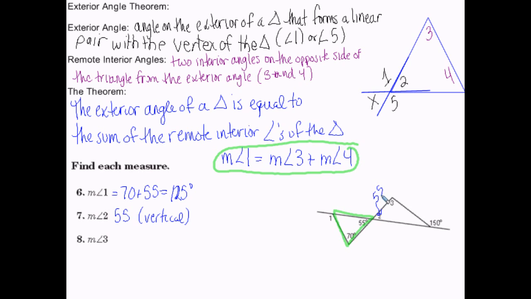And then there's two ways I could get to angle 3. I could find this corner angle right here by subtracting from 150 and then use the 180 thing. But the shortcut is to use this theorem, and I can say that 150 is equal to 55 plus angle 3. So to find angle 3, I just have to subtract 55 from 150. Does that make sense? So angle 3 is going to be 150 minus 55.